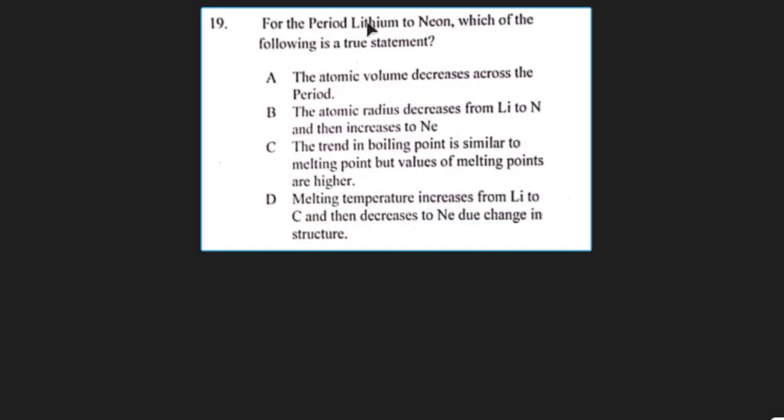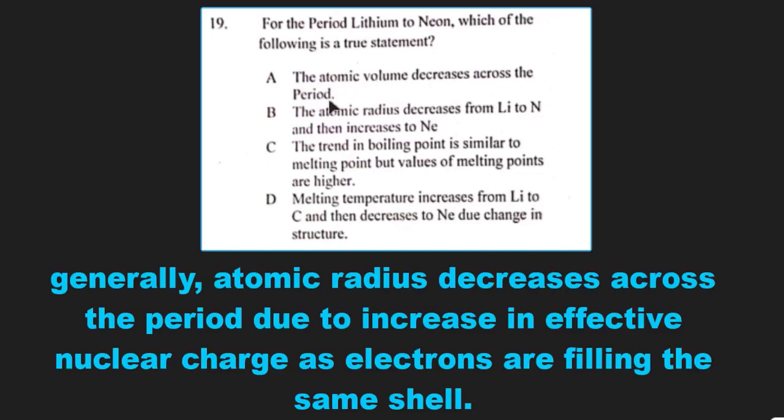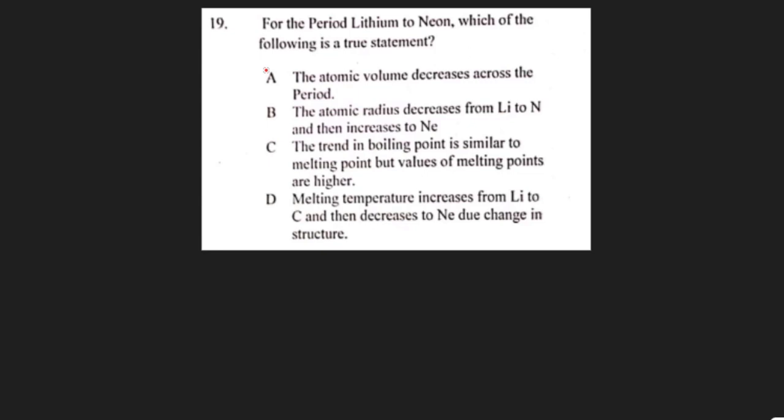Question 19. For the period lithium to neon, which of the following is a true statement? The atomic volume decreases across the period. The atomic radius decreases from lithium to neon and then increases. So our best answer here is A. The atomic volume decreases across the period due to increase in effective nuclear charge. So A is a correct statement.